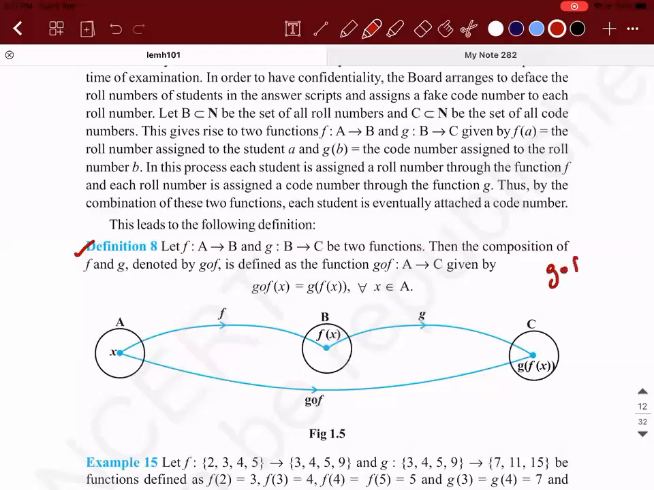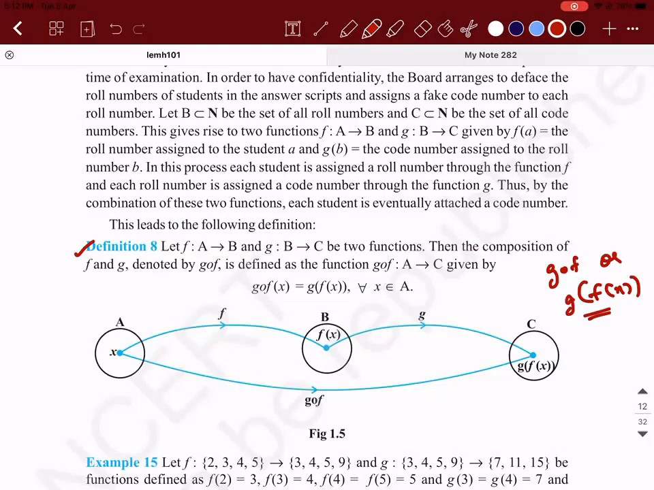It is denoted as g circle f, or you can call it g of f of x. They both mean the same. The next step will explain it. So it's called g of f of x. Then you can define the g circle f from where to where? From A to C, where A is the domain of f and C is the codomain of g.